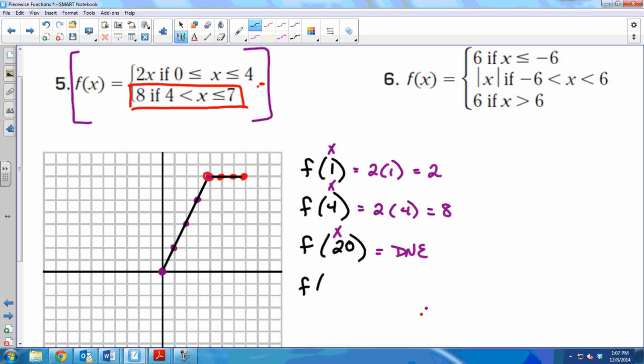Let's do one more. What about f of 5.5? What interval is 5.5 in? The bottom one. And so the bottom one just says y equals 8, so the answer is just 8. Does that make sense? Okay. Then moving on to the next one.